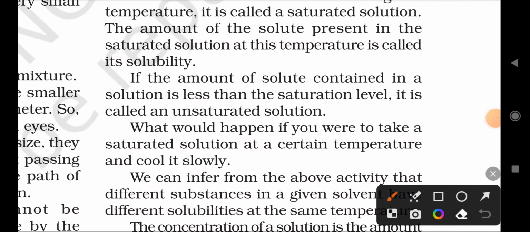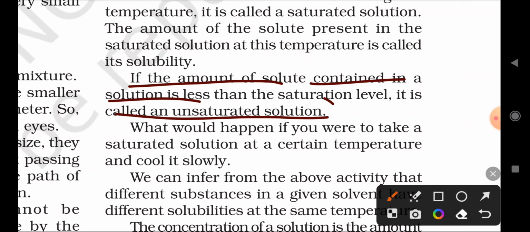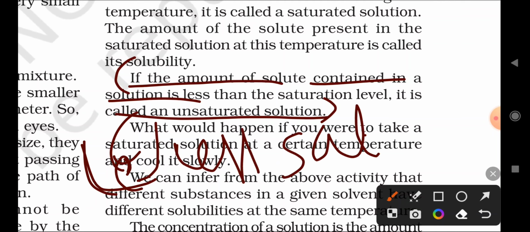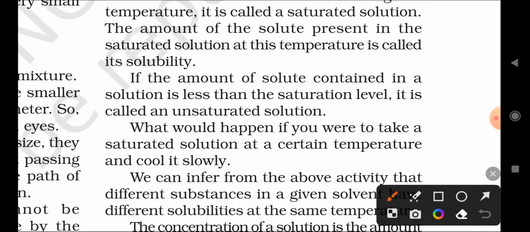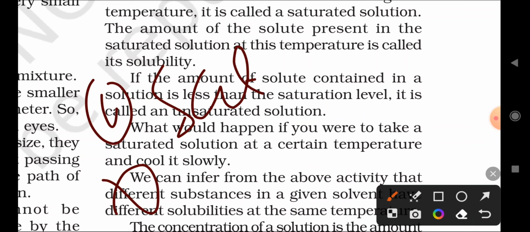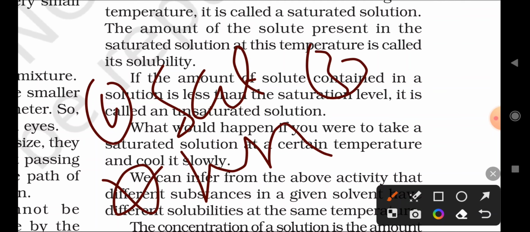Next, if the amount of solute contained in a solution is less than the saturation level, it is called an unsaturated solution. What is an unsaturated solution? The amount of solute contained in a solution is less than the saturation level. These are some important definitions. What is a saturated solution? This will be asked in your exam. What is a saturated solution? What is an unsaturated solution? And the third one, solubility. These are the important definitions.